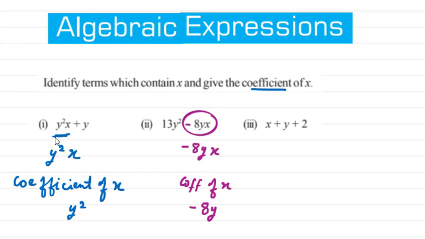Now here the third one, which term is having x? So this term is having x. Now the coefficient of x is here 1. So like this you have to do this question. Now let's see the next.